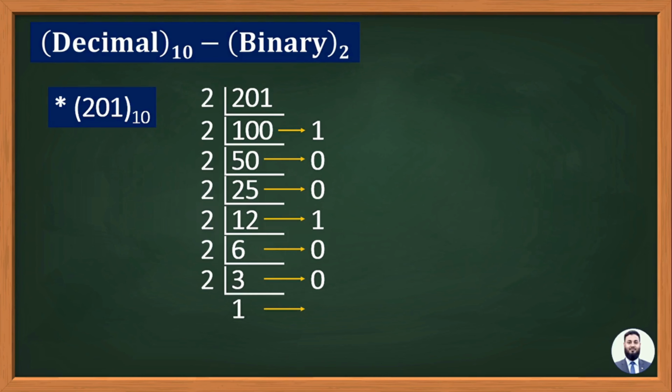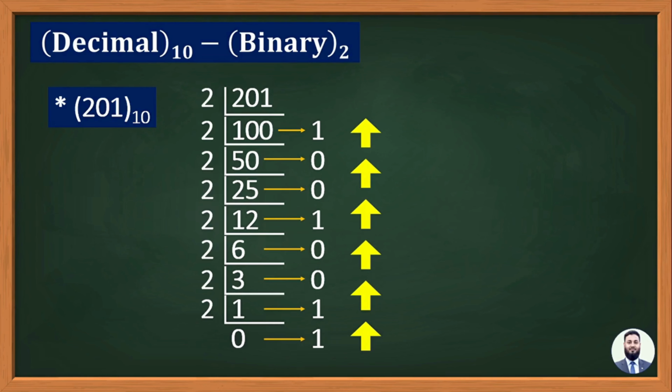Quotient 1. Remainder 1. Divide the quotient 1 by 2. Quotient 0. Remainder 1. Now, read the remainders from bottom to top: 11001001. So, the binary equivalent of the decimal number 201 is 11001001.